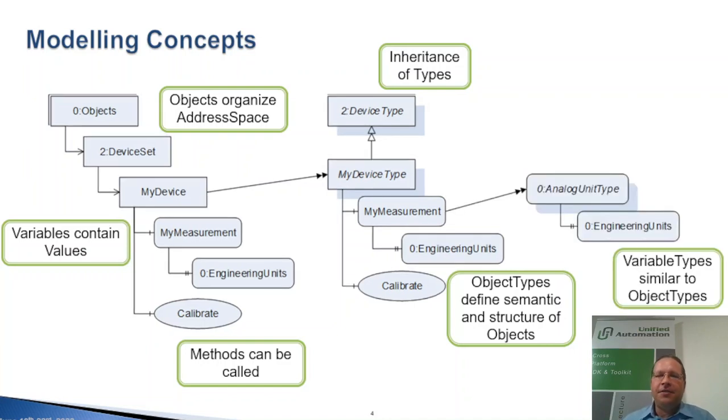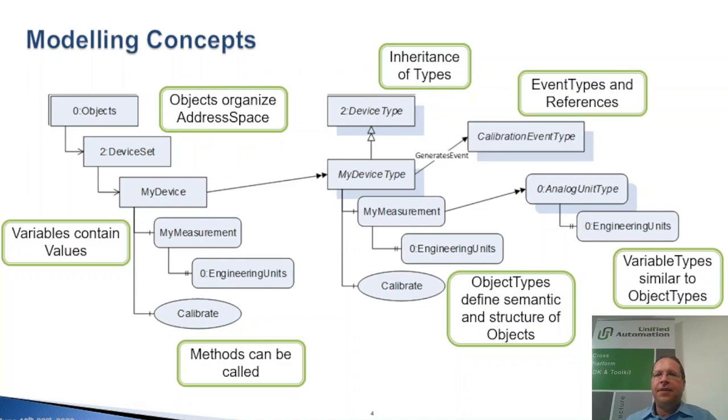We have the same for variables, so we also have variable types, and you can see this engineering units property, which is on this one variable, is already defined on that variable type. We have events, and to see the structure of the events, you can look at the event types. We have, like this generates event, various references which are typed based on reference types.